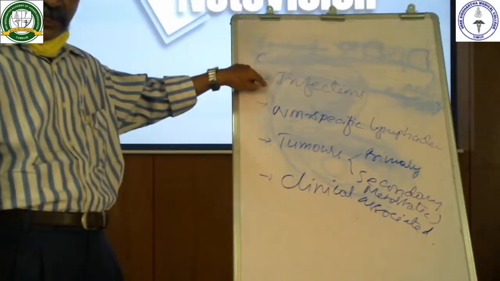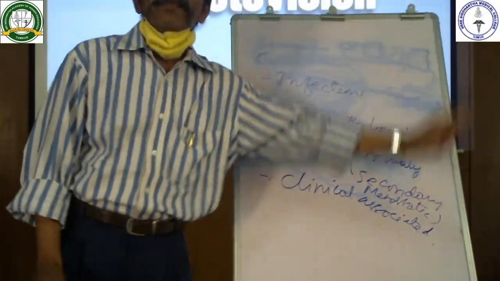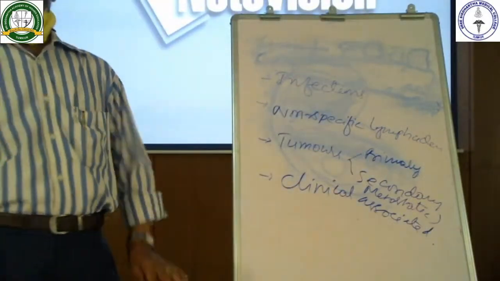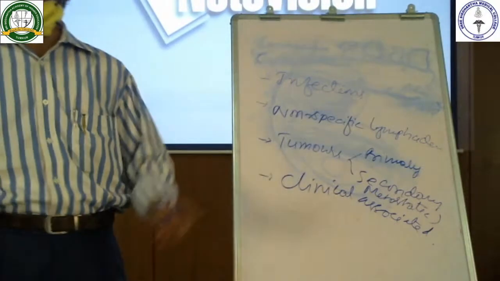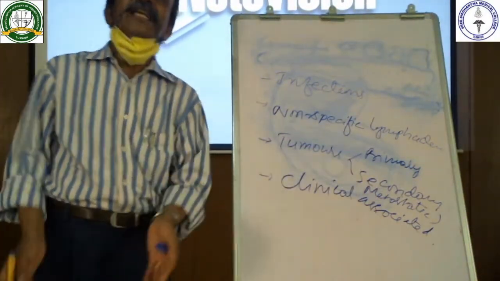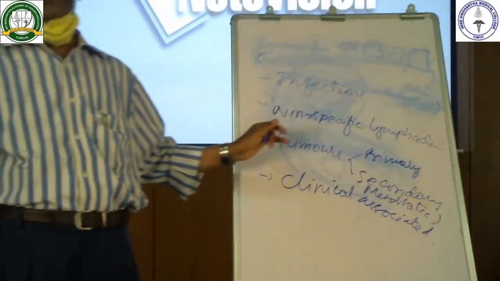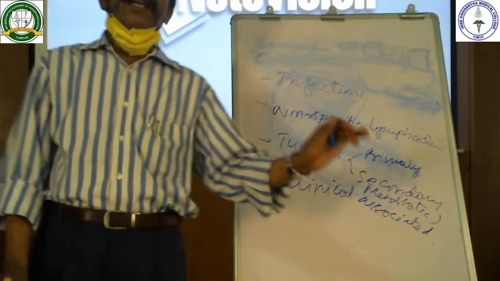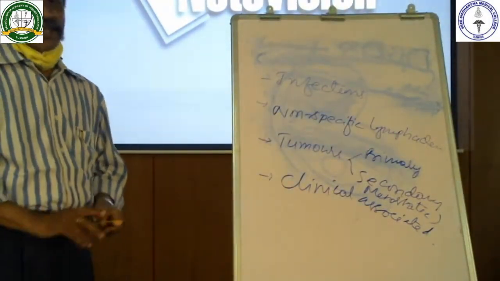One is infections, the second one is non-specific lymphadenitis, which may be acute or chronic lymphadenitis, and the third one is tumors, which may be primary tumors, that we call lymphoma, and the secondary deposits, that is mainly the carcinomatous deposits in the lymph node, which can cause the enlargement of the lymph node. And the fourth one is some of the clinically associated lymphadenopathies.